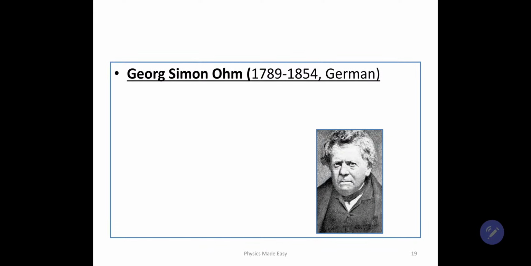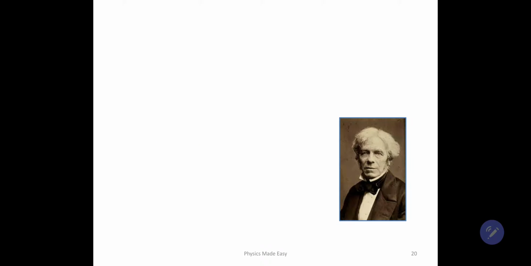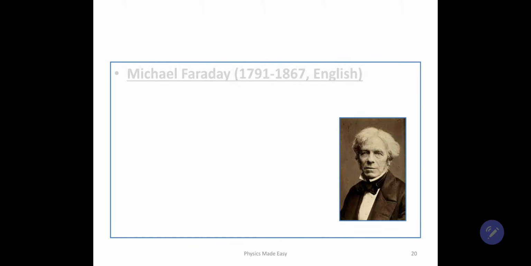Georg Simon Ohm. He was a German physicist whose experiments established a relation between the potential difference and electric current passing through a circuit. We learned it as Ohm's law. Potential difference is directly proportional to electric current passing through a circuit.